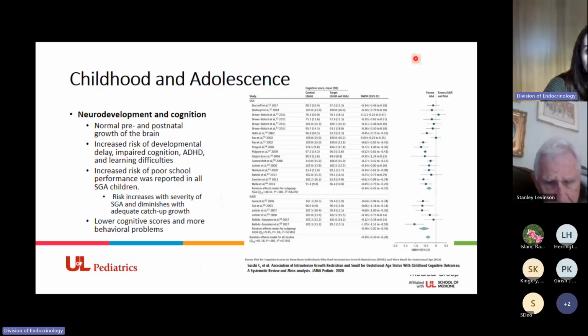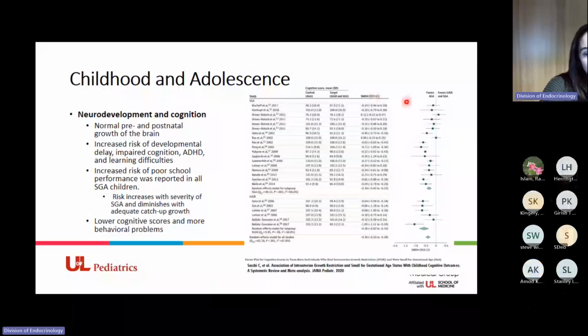And then in general, we can see here, this is a meta-analysis. We can see that cognitive scores in general favor babies that are born AGA. So this is several studies, and I think almost all of them, except for maybe a couple, favor AGA birth.